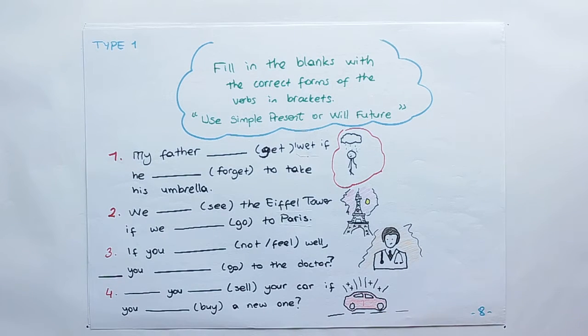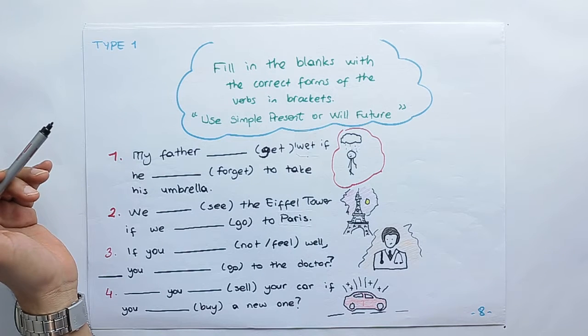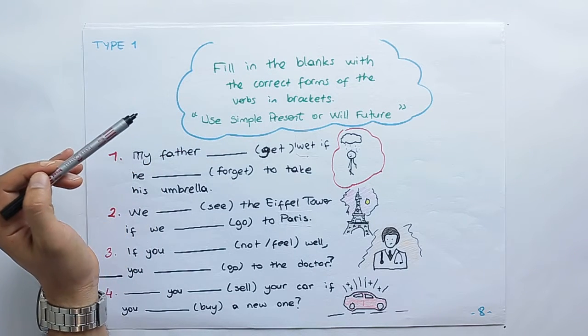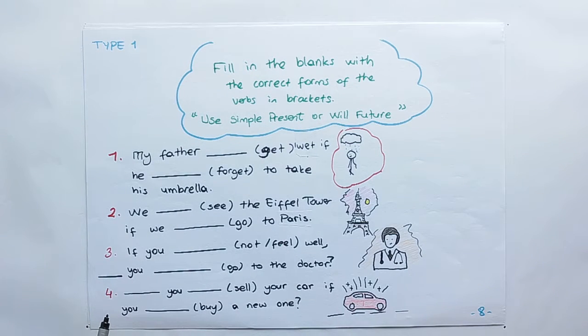Now here, there are some exercises, 4 exercises, where we will fill in the blanks with the correct forms of the words in brackets. Use simple present or will future for type 1. Now let's start. My father.